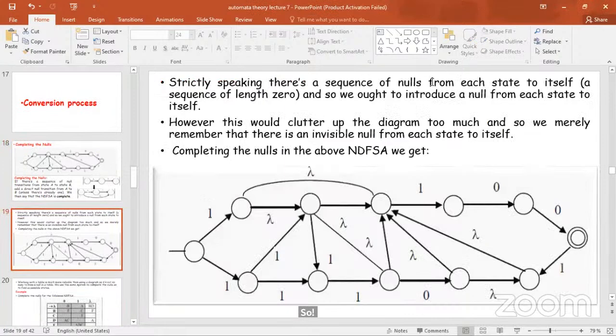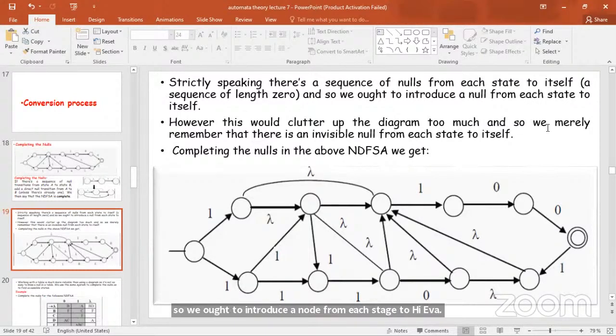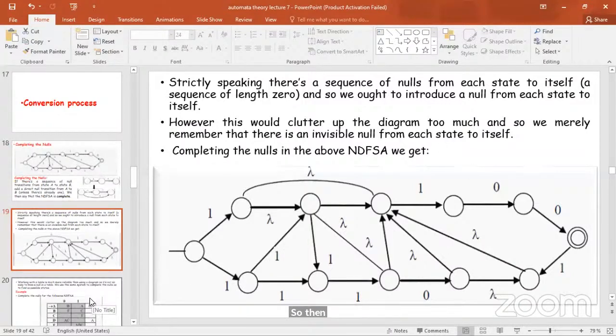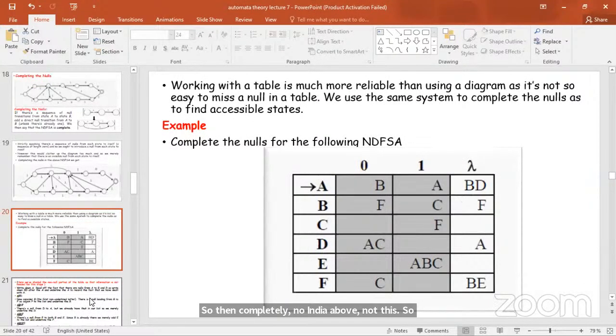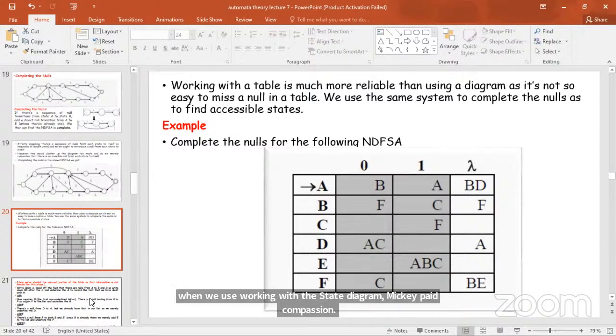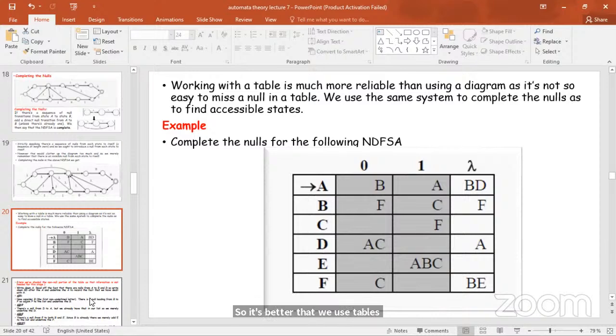Strictly speaking, there is a sequence of null from each state to itself, a sequence of length 0, and so we ought to introduce a null from each state to itself. However, this would clutter up the diagrams too much, and so we merely remember that there is an invisible null from each state to itself. Then completing the null in the above non-deterministic finite state automaton, we get this. But working with the state diagram is very cumbersome, so it's better that we use tables, which will make it quite easy for us.